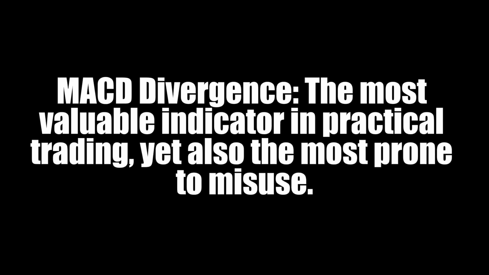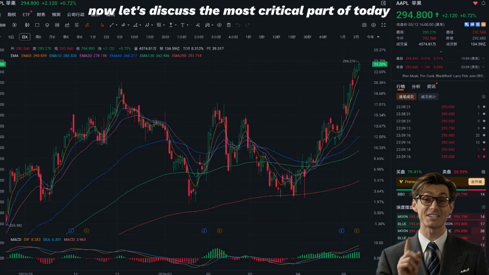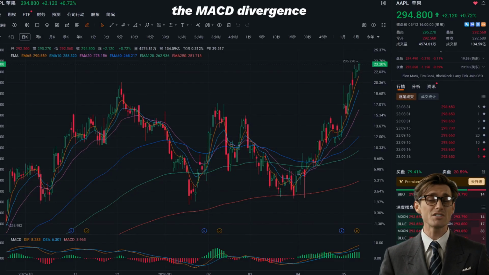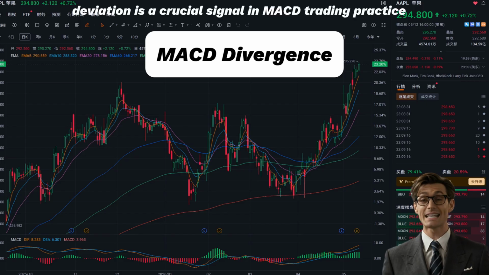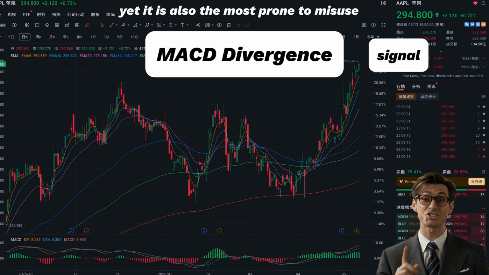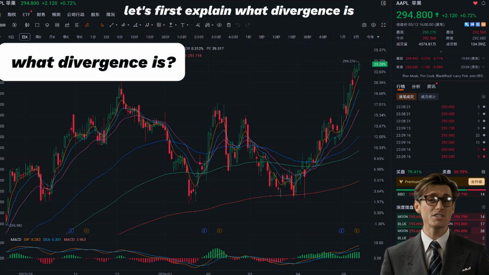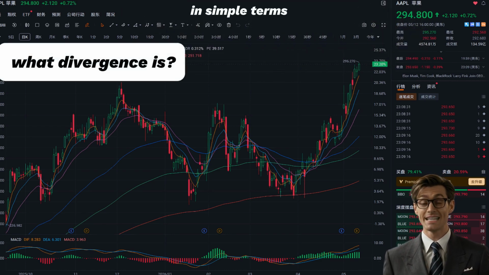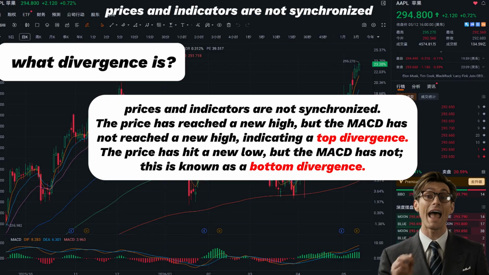MACD divergence. The most valuable indicator in practical trading, yet also the most prone to misuse. Now let's discuss the most critical part of today, the MACD divergence. Divergence is a crucial signal in MACD trading practice, yet it is also the most prone to misuse. Let's first explain what divergence is. In simple terms, prices and indicators are not synchronized.